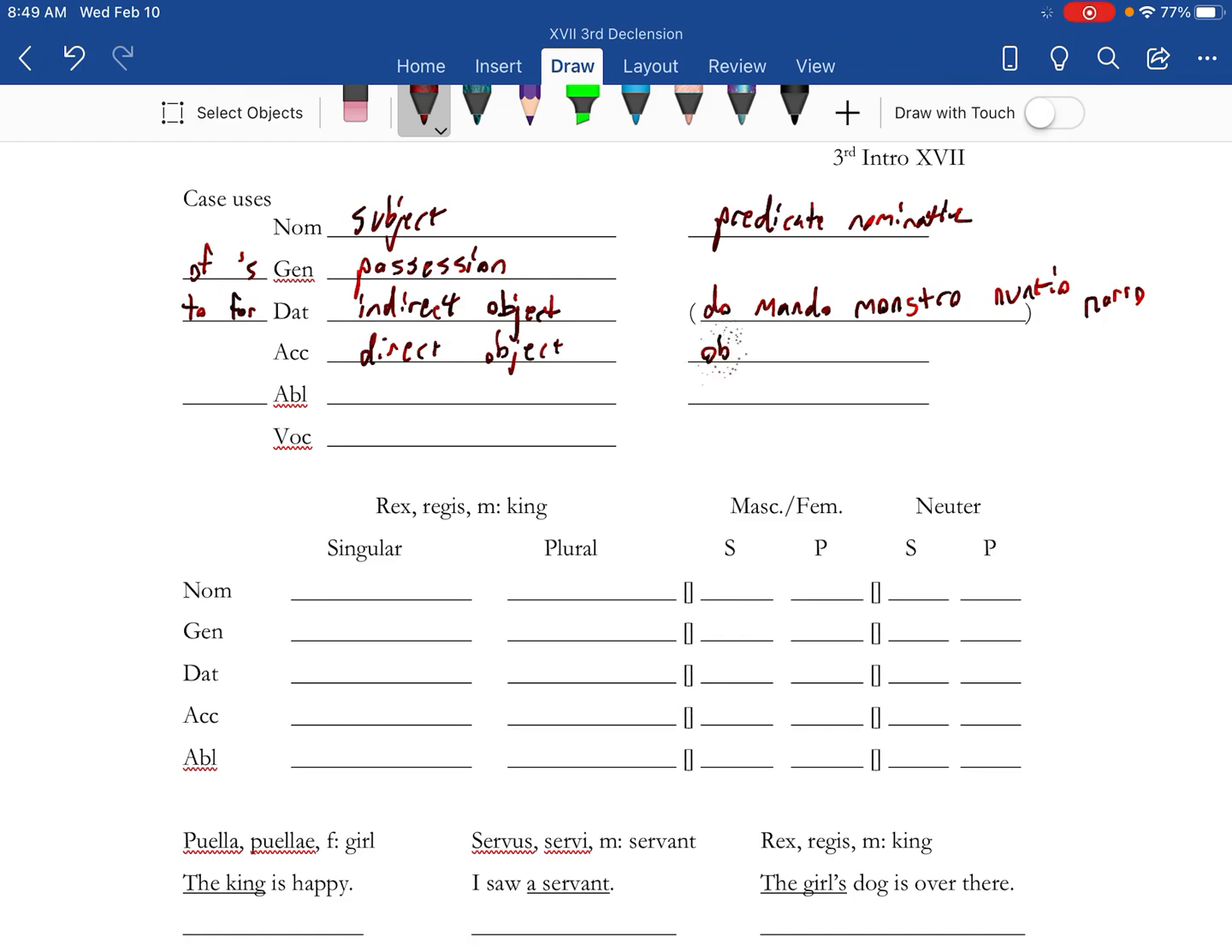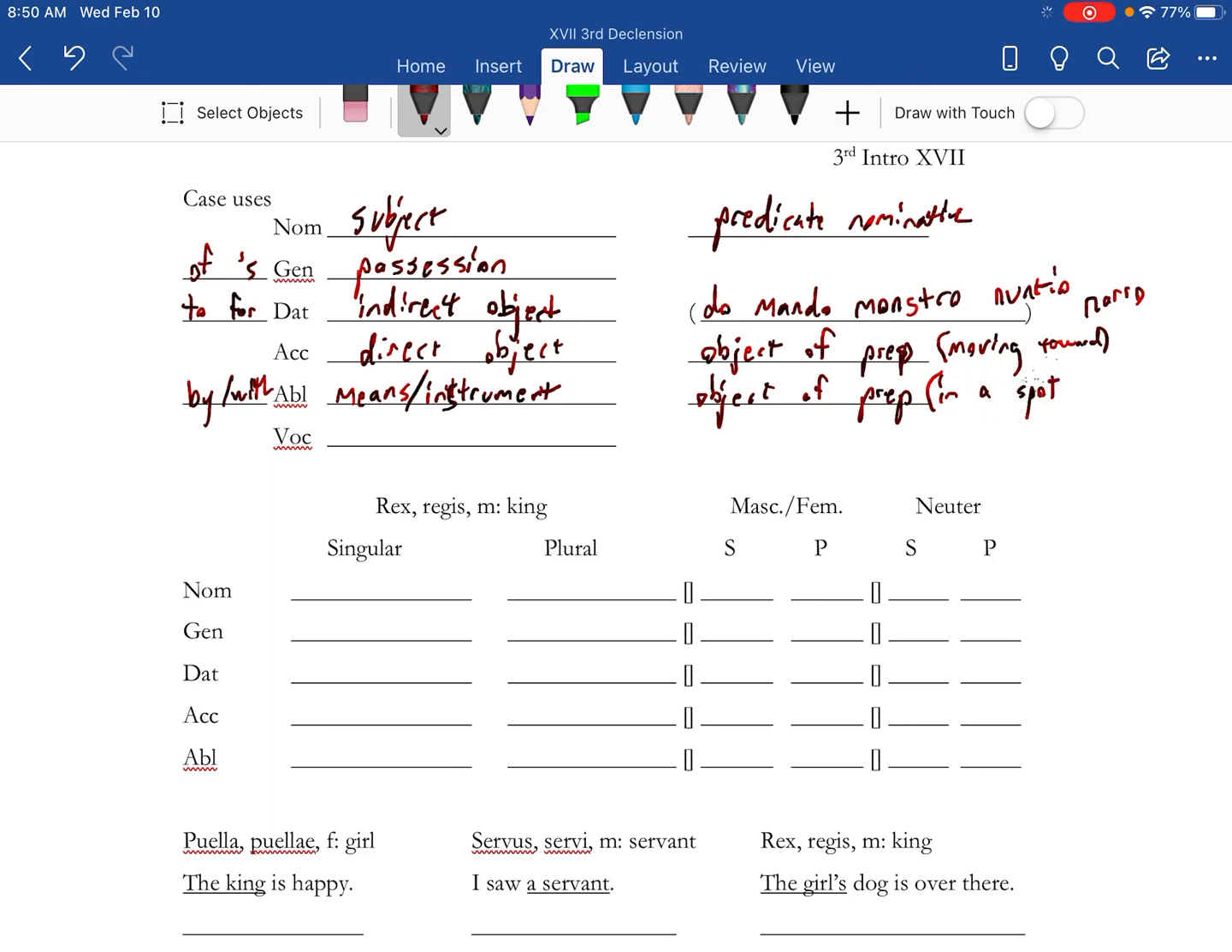And then object of the preposition. And those prepositions are usually moving toward. Ablative typically is by or with, means or instrument. And then object of the preposition, in a spot or moving away. And then vocative, direct address.